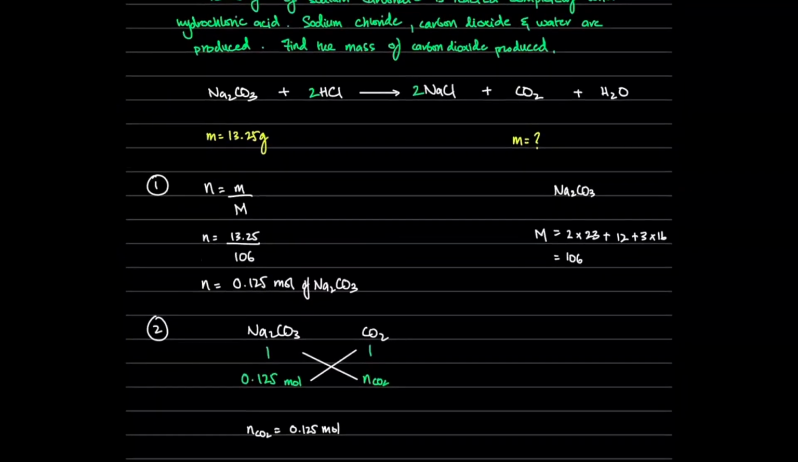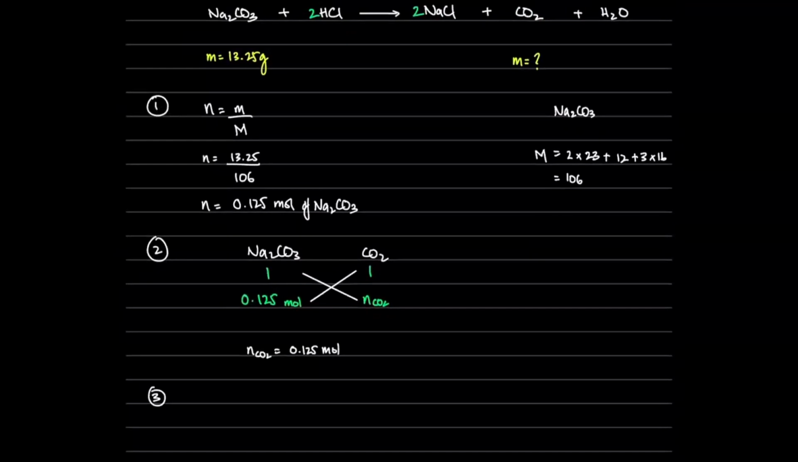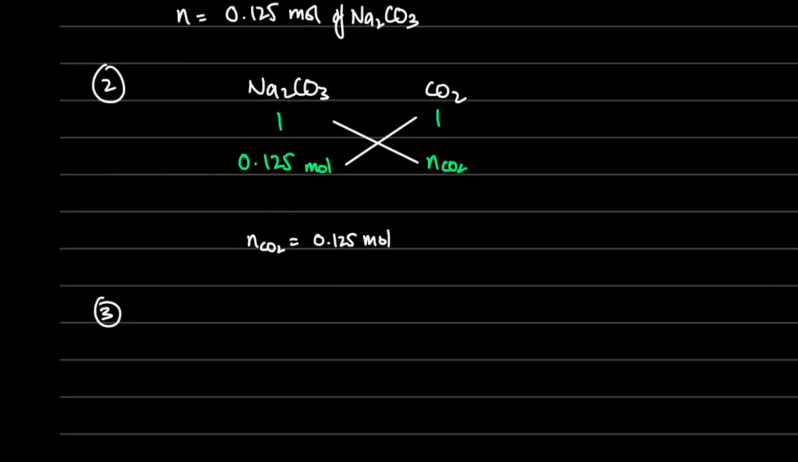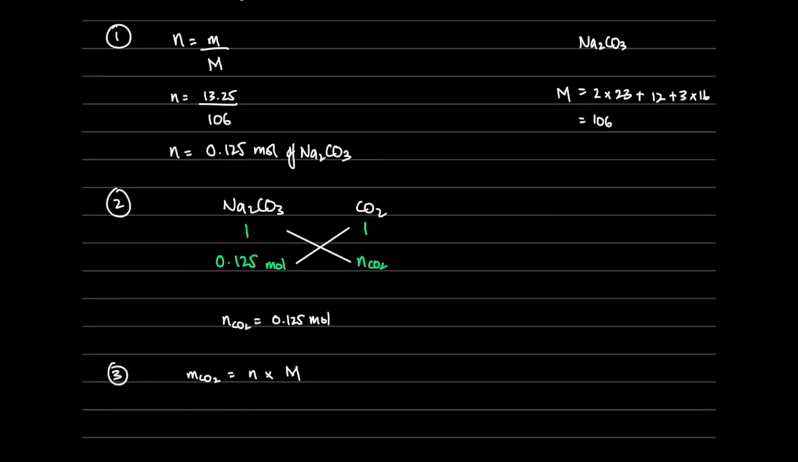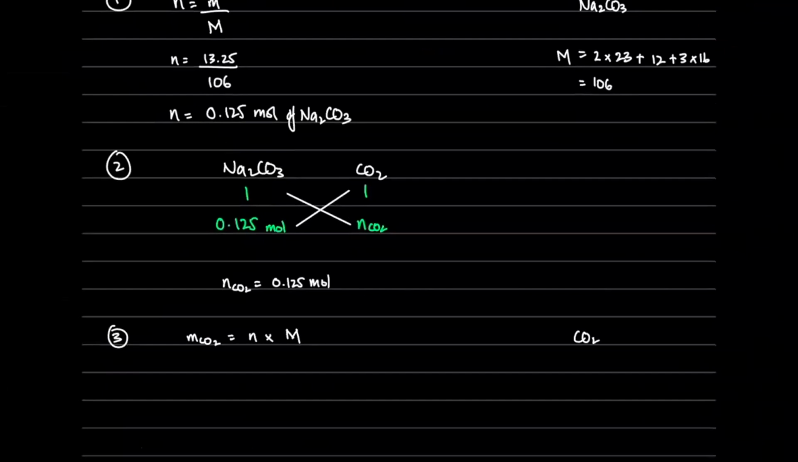Third step, convert to desired units. We want to find the mass. हमने moles ढूंढ लिए. We know that the mass of carbon dioxide is equal to the moles times the molar mass, right? For carbon dioxide, the molar mass is carbon का 12 होता है and oxygen का 16 होता है. So that is 44.